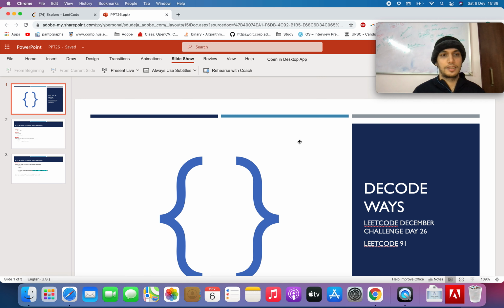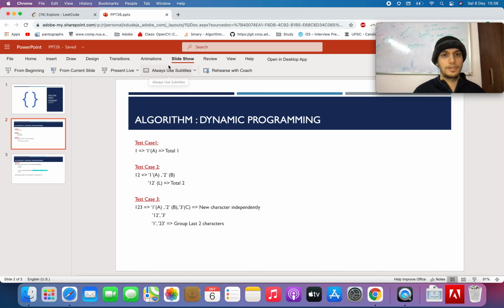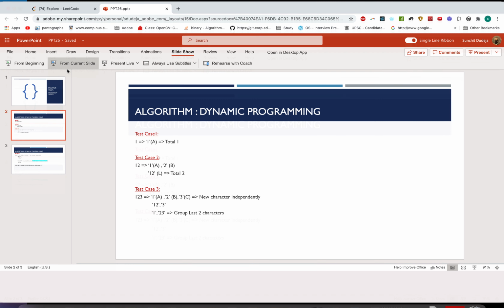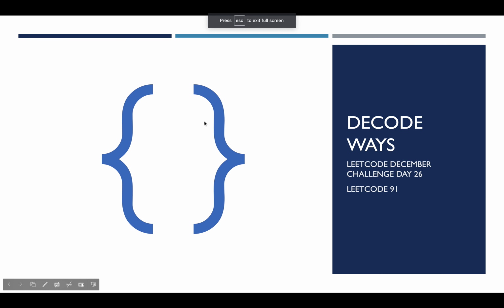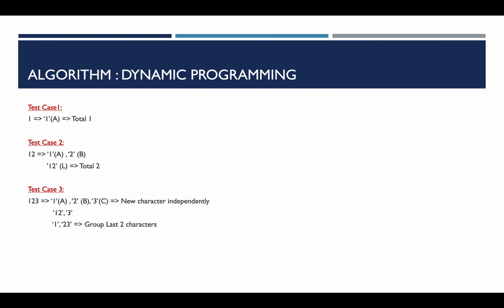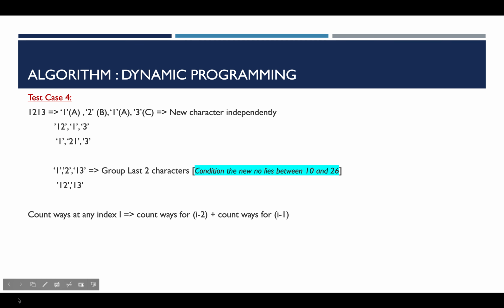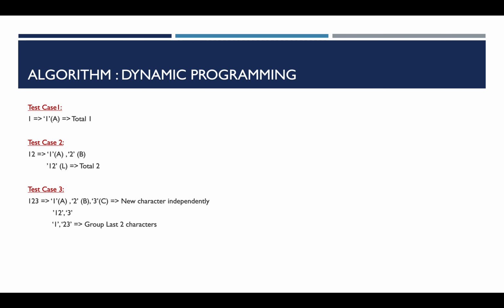So let me just start the slideshow. Let's look at all the four cases that are mentioned here. Let me just take a pen. The first case says the input string is just 1, so you can only map it to a single character. This is exactly the same example that was specified in the question.